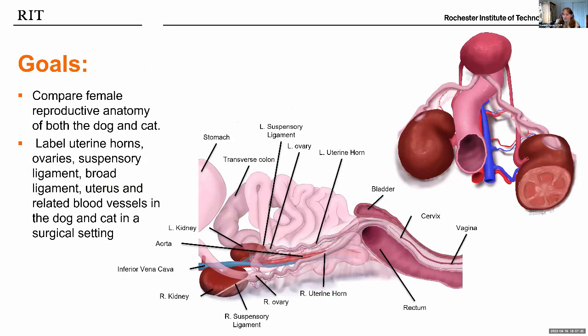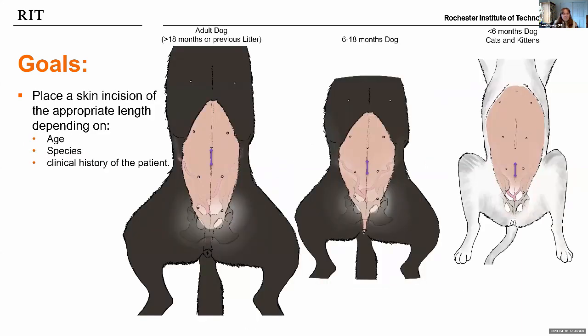So let's kind of go through some of the goals of what I wanted to achieve with my illustrations. The first one being compare the female reproductive anatomy between both dogs and cats. And I especially wanted to emphasize the depth of the uterine horns, as well as how lateral they fall within the abdomen. The next goal was to see where the different skin incisions go, depending on the age, species, or clinical history of the patient.